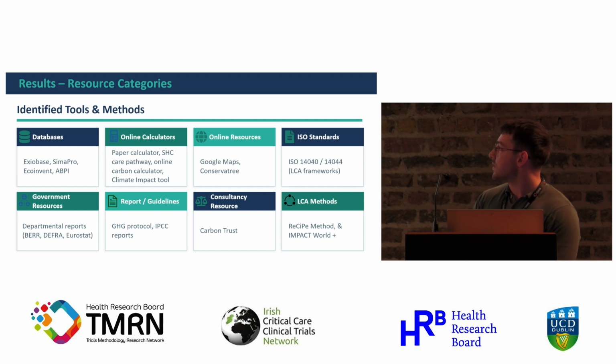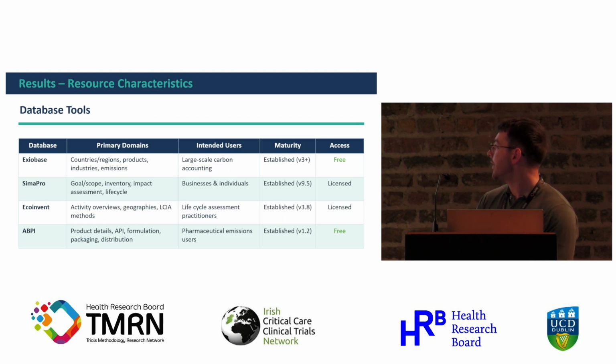Then I wanted to look at specifically the different resources that were in those studies. So we identified 30 different resources and we broke that down into 8 different resource categories. So databases, online calculators, online resources, international standards that looked at measure and life cycle assessments, government resources, other types of reports and guideline documents, consultancy resources, and those specific life cycle assessment methods as well.